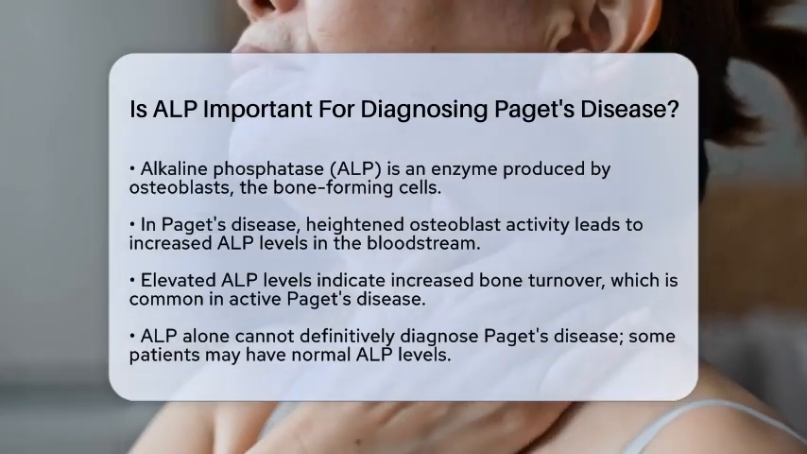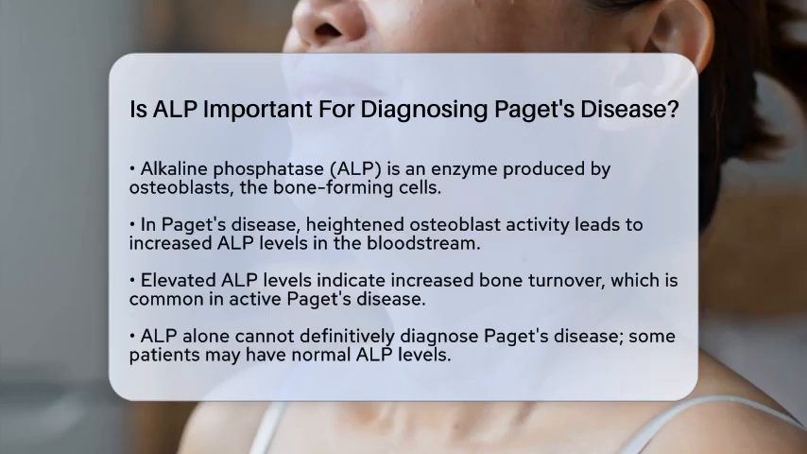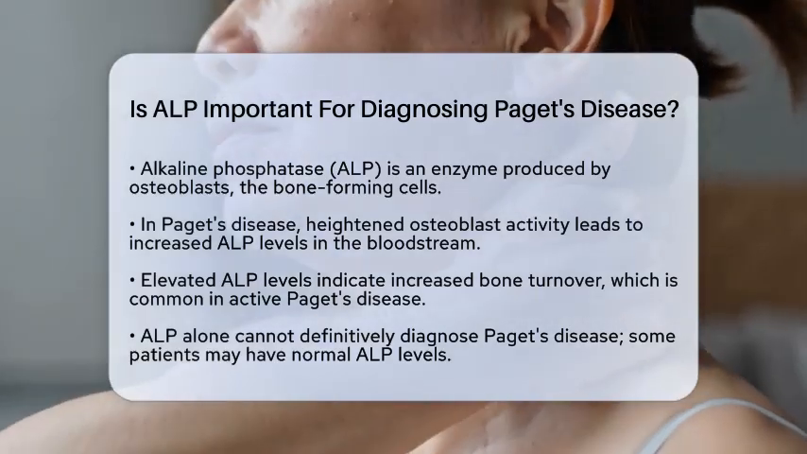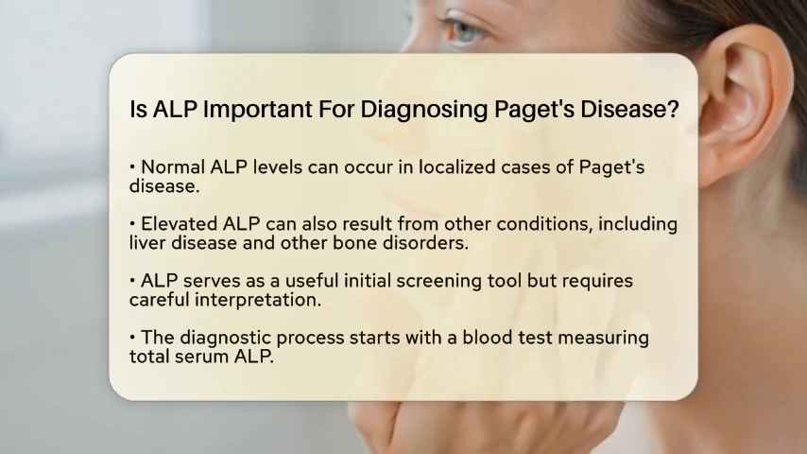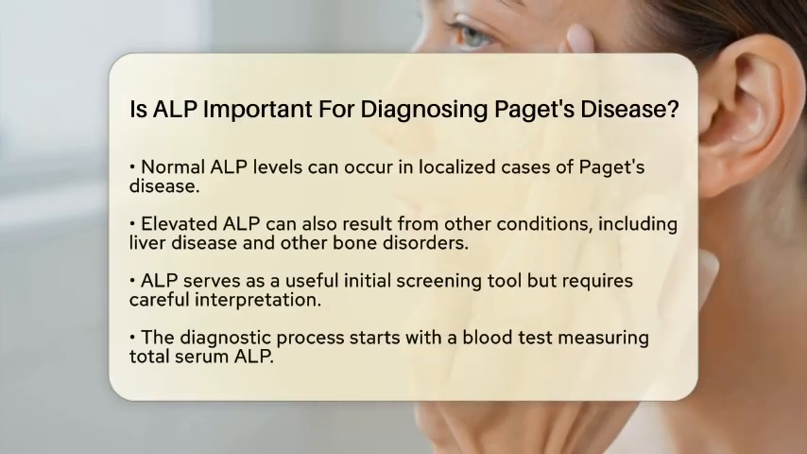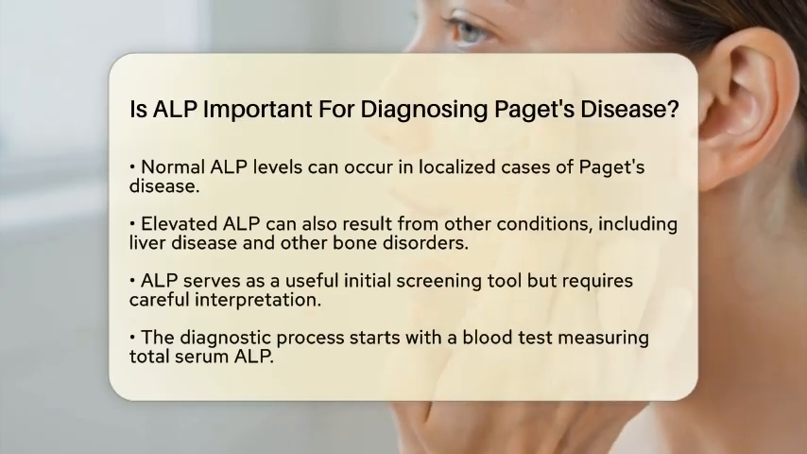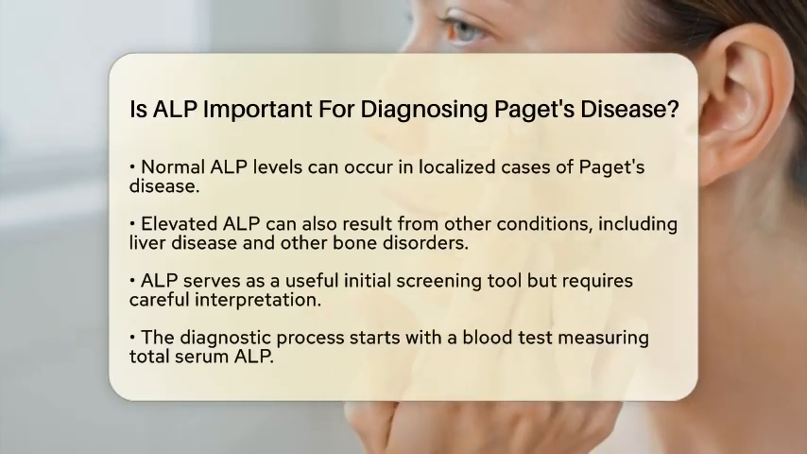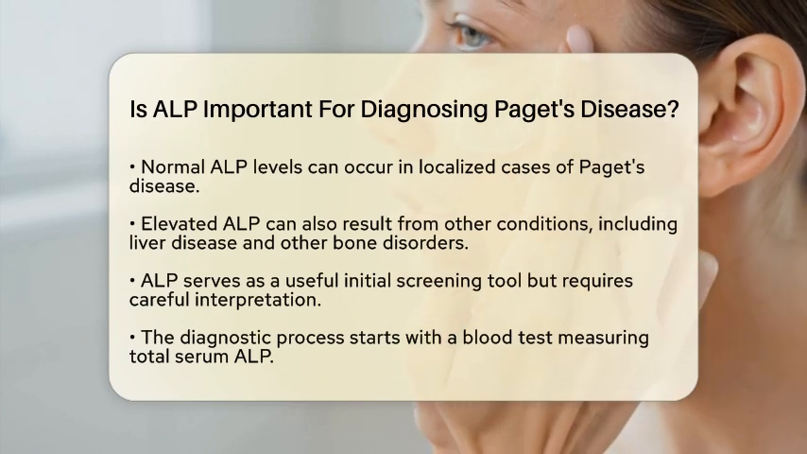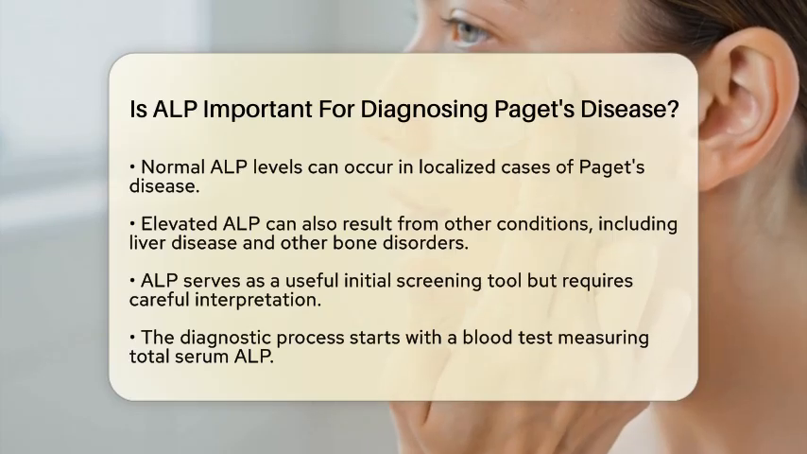However, it is essential to note that ALP alone cannot definitively diagnose Paget's disease. Some individuals with Paget's disease may have normal ALP levels, particularly in cases where the disease is localized to a single bone. Additionally, elevated ALP levels can occur due to other conditions, such as liver disease or other bone disorders. This means that while ALP is a useful initial screening tool, it must be interpreted carefully.